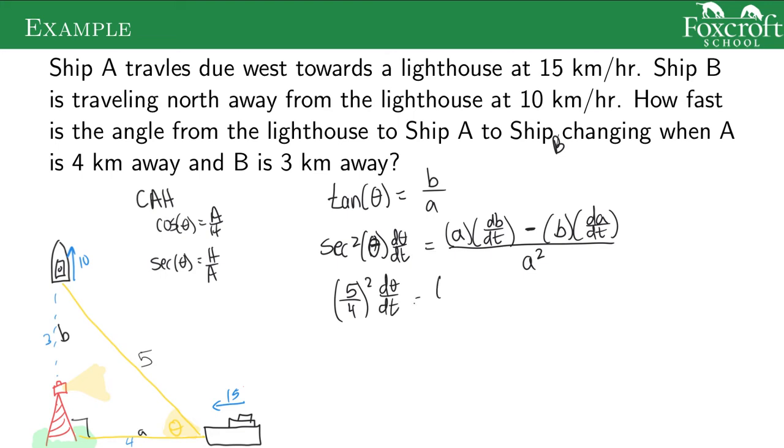All right, A is 4. The change in B, it's getting farther away, so it's positive 10, minus B is 3. The change in A, that side is shrinking, so that's negative 15. And then A is 4, so we have 4 squared. All right, so now it's just moving things around to finally get down to our final answer.